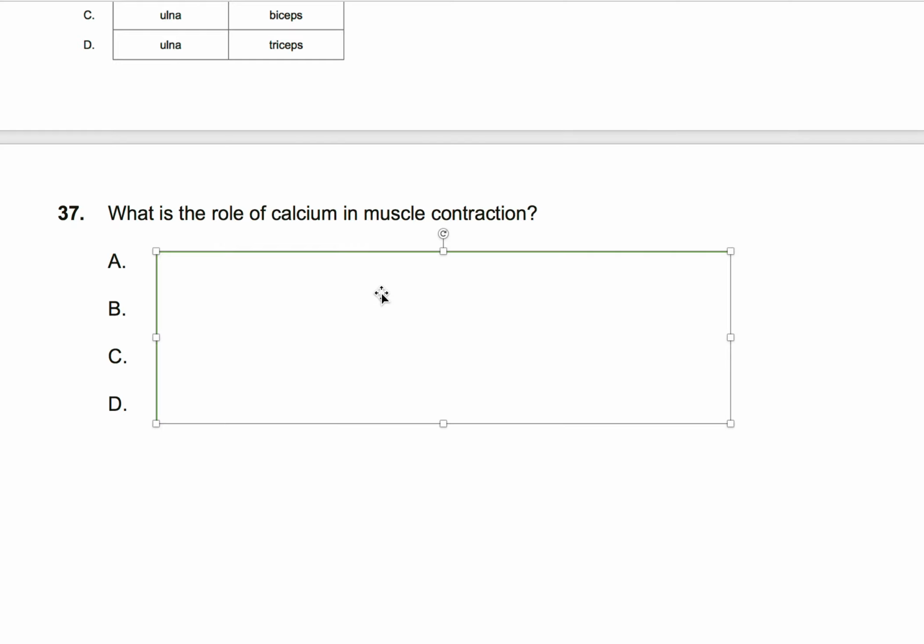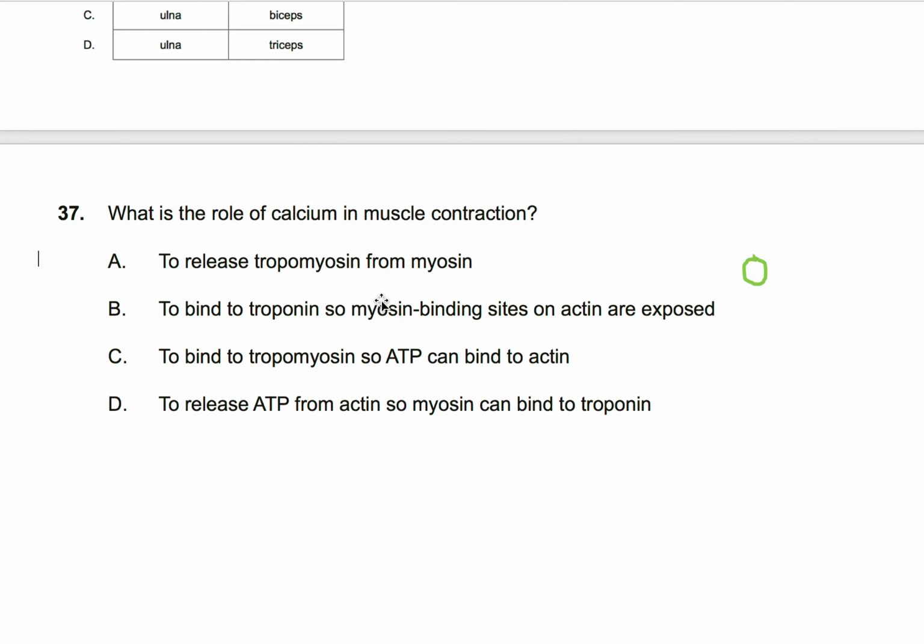What is the role of calcium in muscle contraction? This is a really, really important question. If you don't know how the concept of muscle contraction works, I recommend you really watch a video on it first, because otherwise you may not understand this. But I'll explain a little bit anyways. So let's get into it.